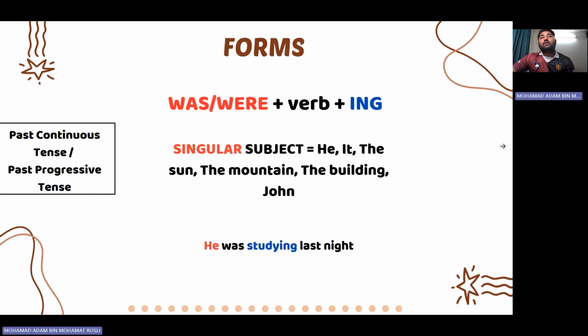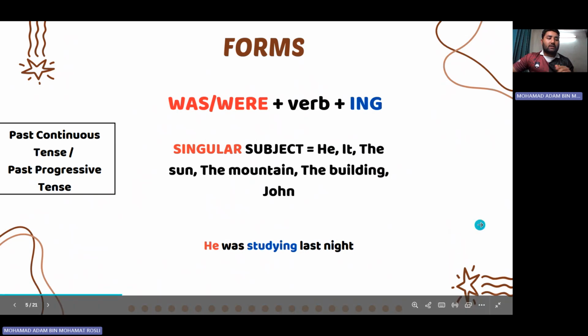Okay, so before we move further, when you read online or in a book or something, you might find a term which is past progressive tense. If you wonder what past progressive tense is, it is actually the same as past continuous tense. It's just that the name or the term used is different. So if you find these two terms, take note that both are exactly the same.